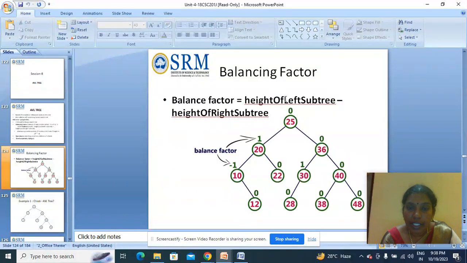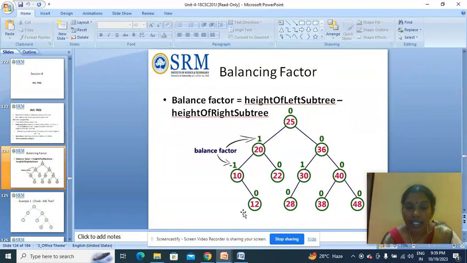So this is a sample example tree. In this sample, first we find the balance factor for each and every node of the tree. First let us take the leaf level. First take the 12. To find the balance factor of this 12, first we have to find the height of the left subtree as well as the right subtree.